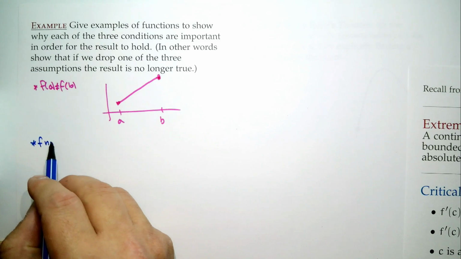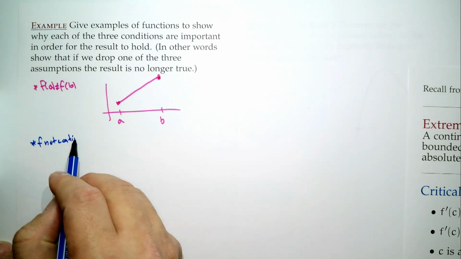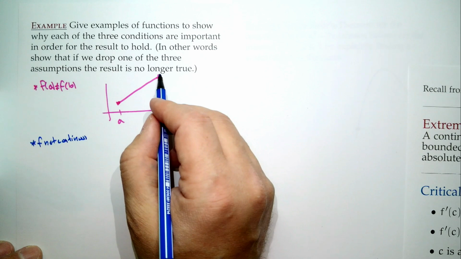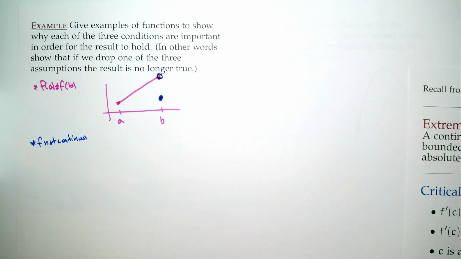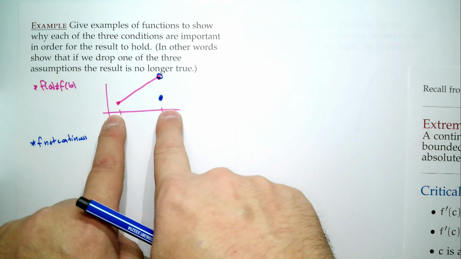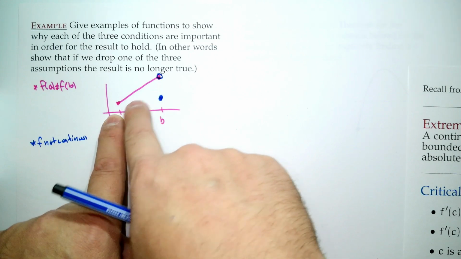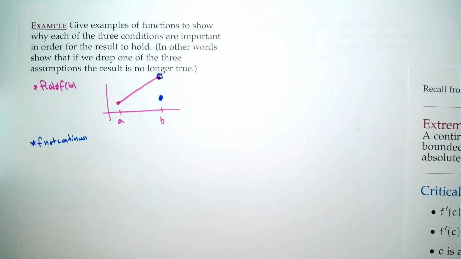So f not continuous. It's going to look very familiar. I'm going to just change this picture. Now, notice that f of a equals f of b. It's differentiable between a and b because it's a straight line between a and b. But is the derivative ever equal to 0? And the answer is no. There's no place where the derivative equals 0. So you do need to have that assumption about continuity.